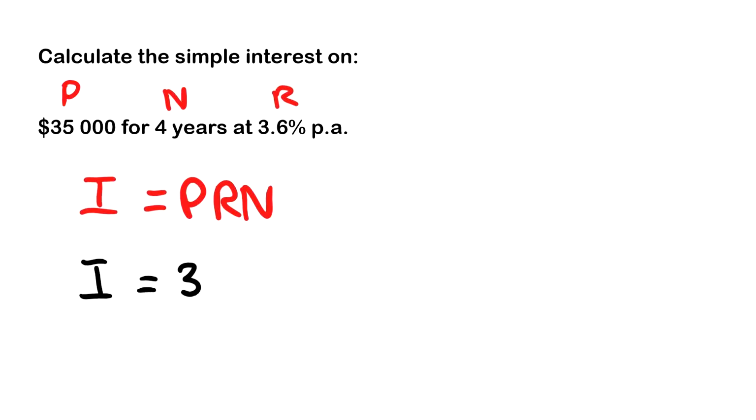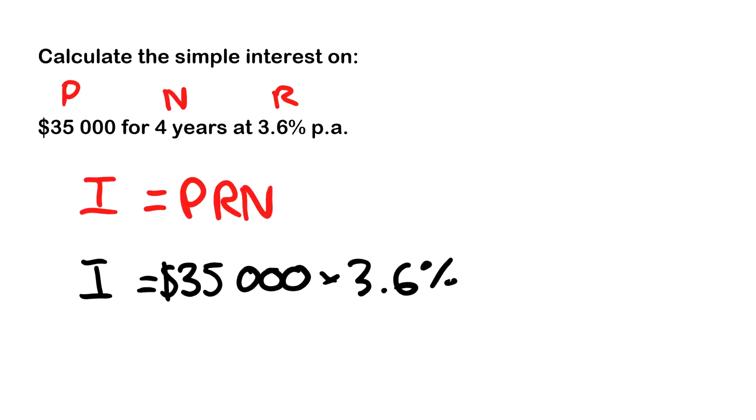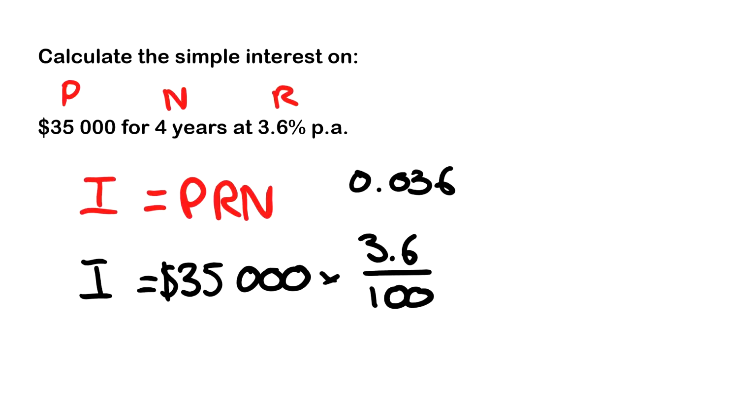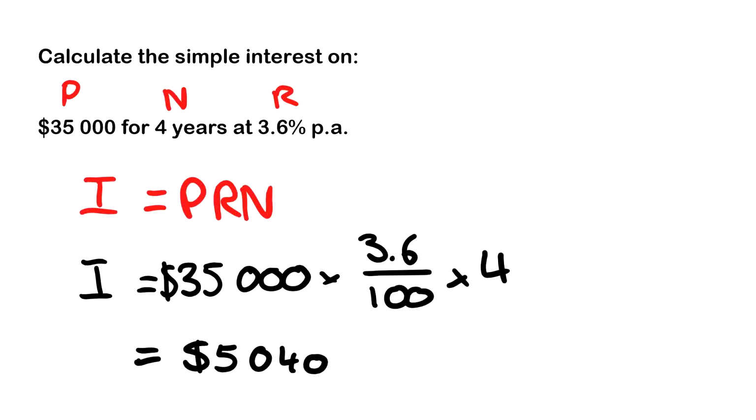So I is going to equal 35,000 times my interest rate, which is 3.6. Now, you don't put 3.6 like that. If you're going to put 3.6, you need to make sure you put in the percentage sign, but what I prefer to do is go 3.6 over 100, or 0.036, because they're the same thing. Either one works. Now, once you've done this, we can times it by our time, which is 4 years, and you end up with $5,040. So on an investment of $35,000, at the end of the 4 years, you'll make $5,040 with simple interest.